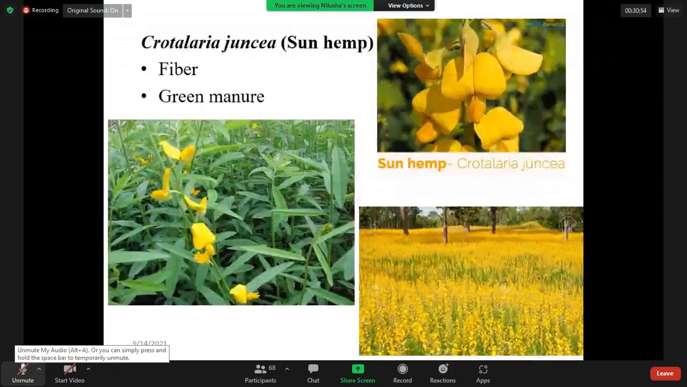Next one is the Crotalaria juncea. This one is also very important. It will mostly come for the sport exam. The common name is sunhemp, because normally we use this as a crop rotation crop. You can see in this picture that the total area is cultivated with this Crotalaria.